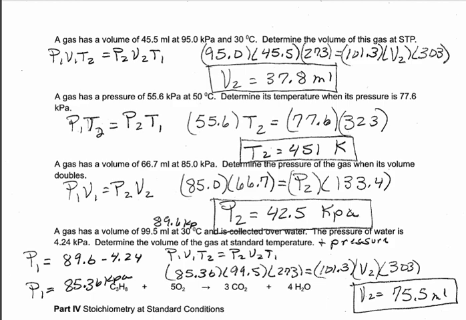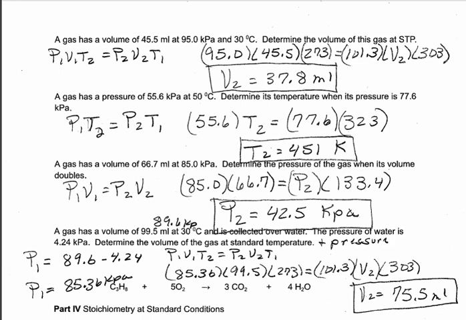Next one is Boyle's law. P1 V1 equals P2 V2. We want a new pressure when the volume doubles. So 85.0 times 66.7 equals pressure 2. And all I did was double the volume. We're going to see that the volume doubling causes the pressure to go down by a factor of 2.